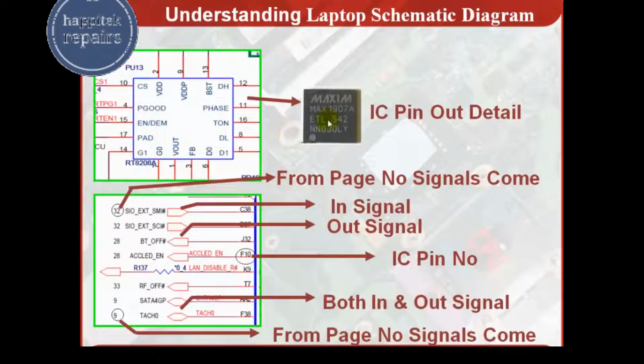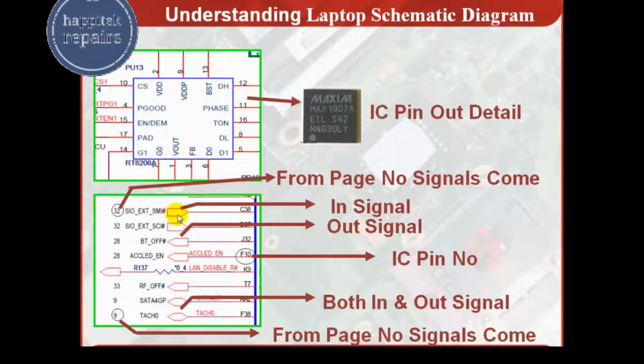This is IC detail. IC first pin is here, second pin like that, and the count goes on. IC pin detail will be counted like that. VDD, CS, power good, enable, pad, like this. The IC pin detail will be like this.